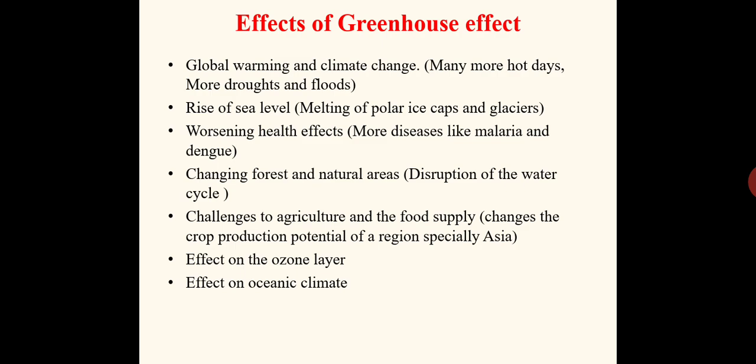So in this cyclic process, the forests have an important role. Once this is destroyed, the cyclic process of the water is also going to be disrupted. That means the availability of rain is also going to change. Next is challenges to agriculture and food supply: changes in the crop production potential of a region, especially Asia. Okay, so the greenhouse effect is there, and the temperature is going to increase.